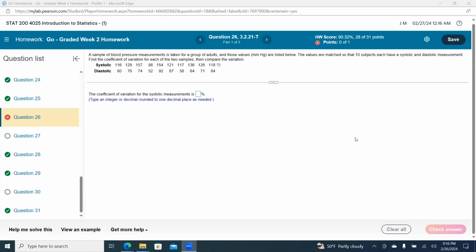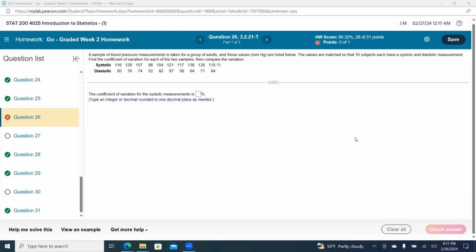Okay, so if we read this, it's just two problems. We're going to have an A and a B, or an A, B, C, D or something. But we have two sample sets, systolic and diastolic. We treat them as two different samples, and they want us to do the coefficient of variation for each one. So this is fine. We don't need a special video for coefficient of variation.